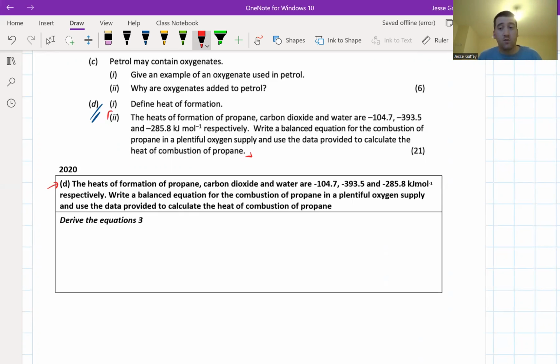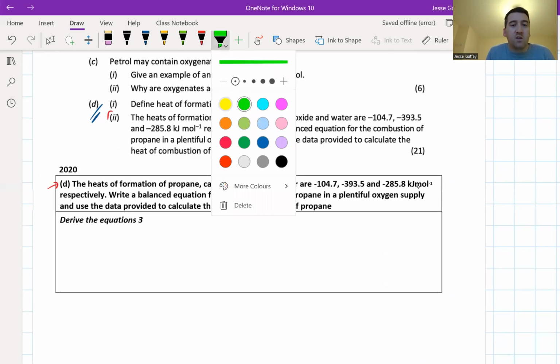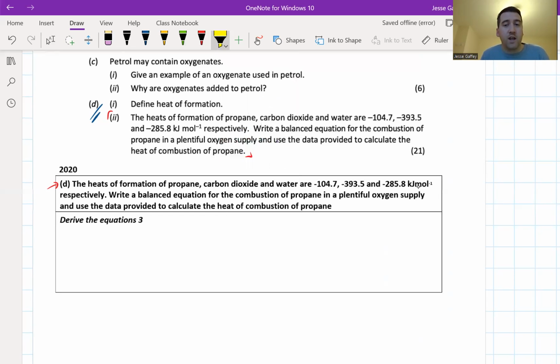So usually what they'll do in these questions is give you a variety of information that helps you make up the individual steps of a reaction. And then you have to put them together to find the overall energy change. That's usually what we're going to do. All right, so the first skill you have to learn here is to be able to derive some equations from the information that they give you.